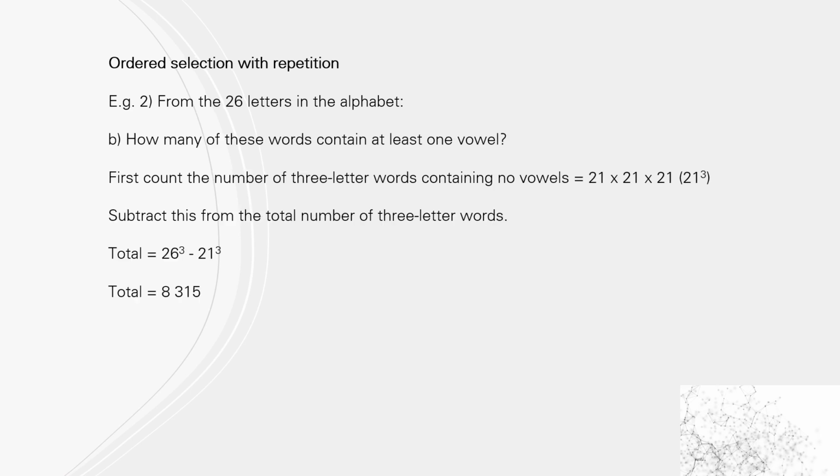What about if they've got to have at least one vowel? We've got a restriction here. We're going to first count the number of 3-letter words containing no vowels, which is 21 times 21 times 21. Then we subtract that from the total number of words that we had before. That's 26 cubed minus 21 cubed, which is 8,315 words that have at least one vowel.